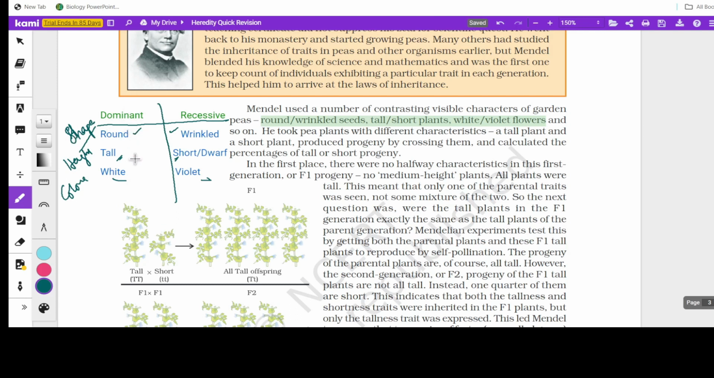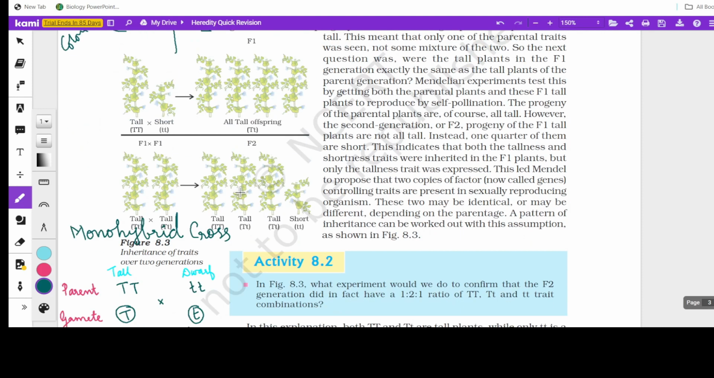Here, round, tall and white are the dominant traits, and wrinkled, short or dwarf, and violet are the recessive traits. You should know that the traits which appear in all the generations we call dominant traits, and the traits which do not appear in the first generation and appear in the following generation are called recessive traits. Clear? And this principle is stated as a law by Mendel named the law of dominance. Okay, in this chapter you'll be learning only two major crosses conducted by Mendel. One is the monohybrid cross and the other one is the dihybrid cross.